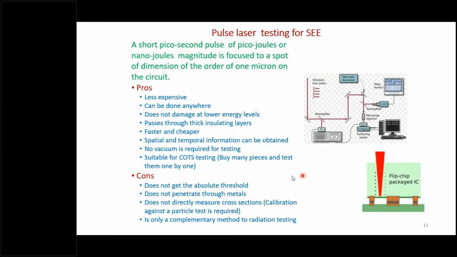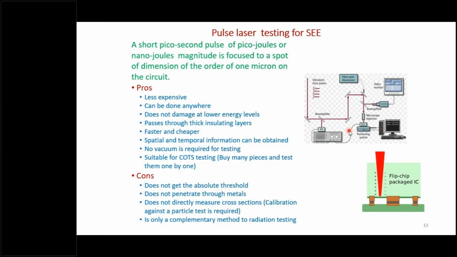But nothing is perfect, and there are some disadvantages. The biggest disadvantage is that it does not give you the absolute threshold and also the cross section. So you need to calibrate it at least once at the particle facility. It would not give you the absolute values. It's good for finding the error modes and also discarding the equipment that is not functional and the pieces that are not working. You don't need to do a particle test to find that. So this will be very useful for that.